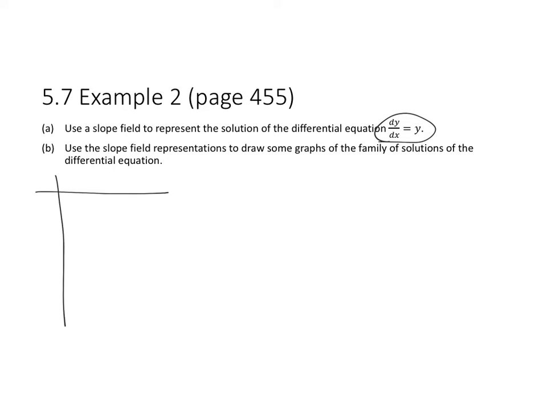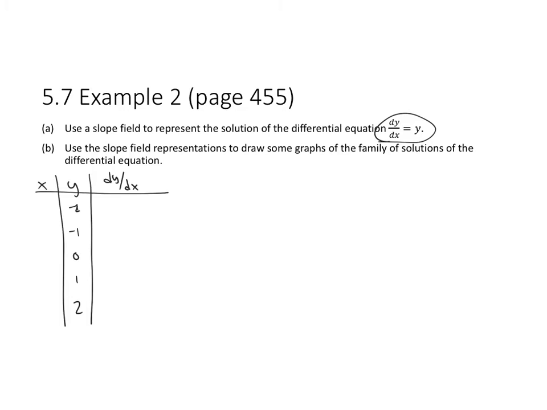So I always do my x's and my y's, and then my dy and my dx. In this case, it does not matter what x is, because the derivative doesn't even have x in it at all. But it does have the y's in it. So let's see. We'll do negative 2, negative 1, 0, 1, and 2. And my x's, as I said, do not matter. They're always the same.